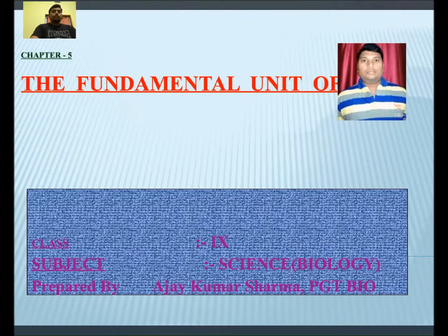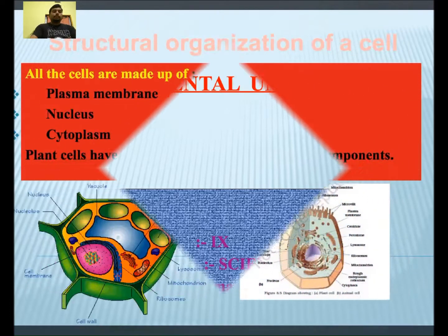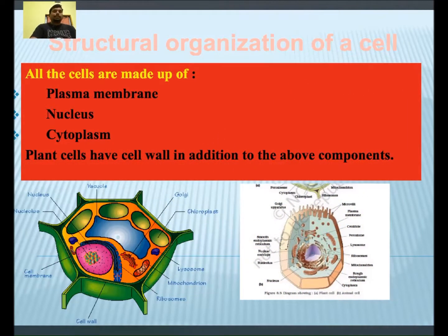We are going to continue the chapter 5, the fundamental unit of life. In the earlier part, we had studied about the structural organization of a cell, and we studied that all the cells are made up of three important components: plasma membrane, nucleus and cytoplasm. So these three are the important components of all the typical cells, and plant cells have a cell wall in addition to the above components.